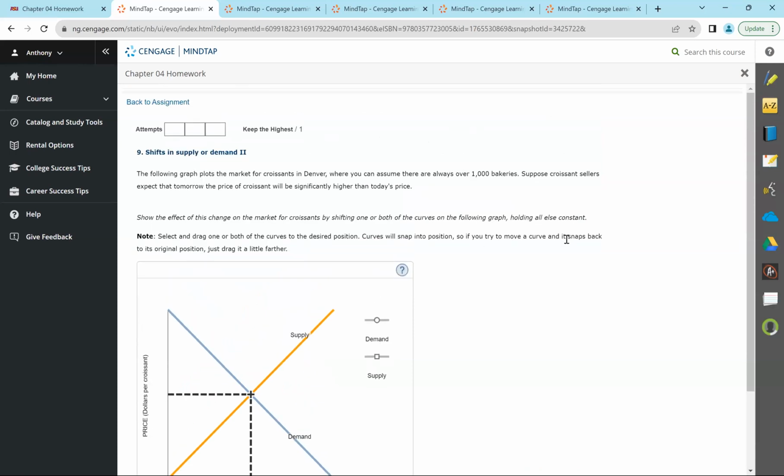So let's look at this one. The following graph plots the market for croissants in Denver, where you can assume there are always over 1,000 bakeries. What that means is supply never changes. There's just 1,000 bakeries no matter what. Suppose a croissant seller expects that tomorrow the price of croissants will be significantly higher than today. So it's kind of like gas. You know that gas is going up tomorrow. So what do you do today? You go fuel up all your vehicles. And that means demand went crazy for today.